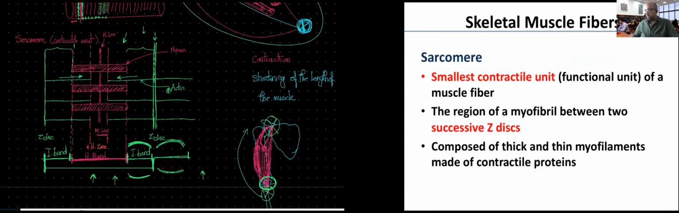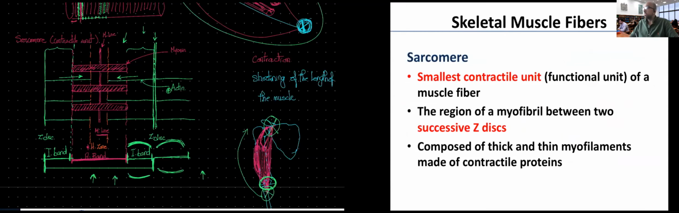So we're looking here at the structural and contractile unit of the skeletal muscle. It's the sarcomere. The sarcomere, as we mentioned, is the region between two successive Z discs, as is shown on this diagram on the side.